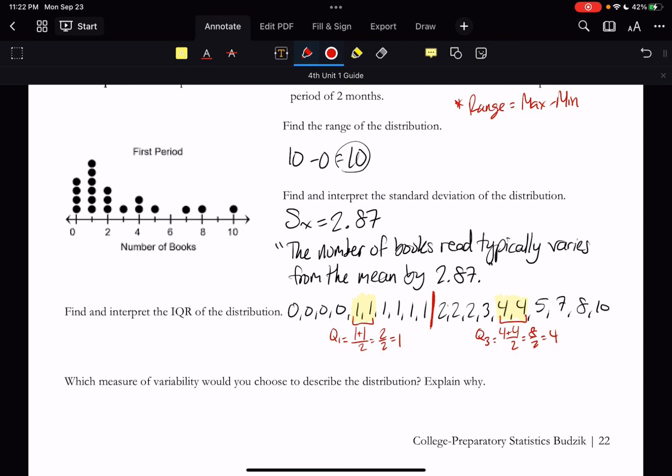Remember the IQR is the Q3 minus Q1. So my IQR here is going to be 4 minus 1, which gets me a value of 3. And interpreting that, again, the IQR is just the range of the middle half of the data. So the range of the middle half of the data is 3.